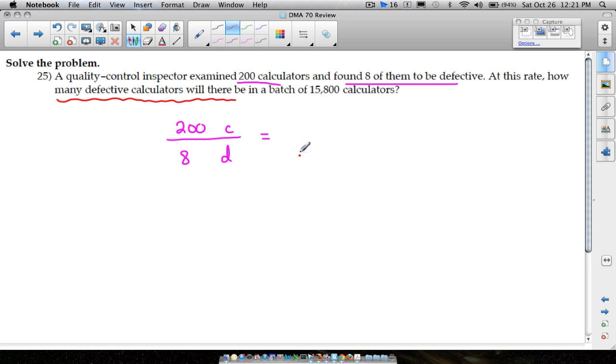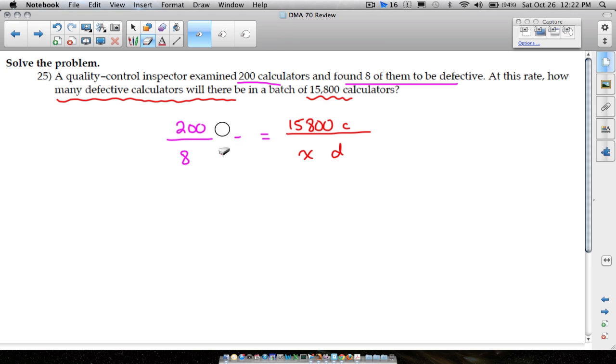We're trying to find how many defective. So notice I put defective at the bottom here. You've got to put defective at the bottom here. In a batch of 15,800 calculators. Now, don't let these variables confuse you. I'm going to erase them. I just wanted to remind myself I put calculators at the top over the number of defectives at the bottom. So this is really what we're looking at. 200 over 8 is equal to 15,800 over x.